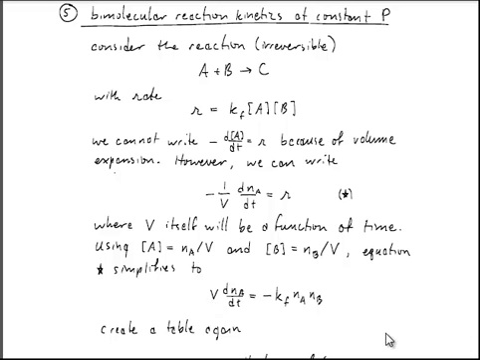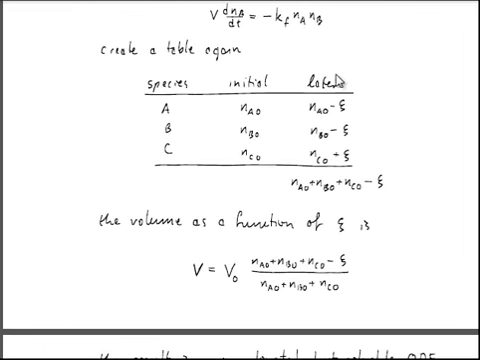Now we can still relate all three of these variables, V, N_B and N_A, to a single extent of reaction variable. The way that's going to work is that we start with our three species. We have their initial amounts, N_A0, N_B0, and N_C0. After the reaction has gone on for some time through an extent of reaction xi, we have N_A0 minus xi, N_B0 minus xi, and N_C0 has gone up to N_C0 plus xi. The total amount of stuff in the reactor then will be N_A0 plus N_B0 plus N_C0 minus xi.